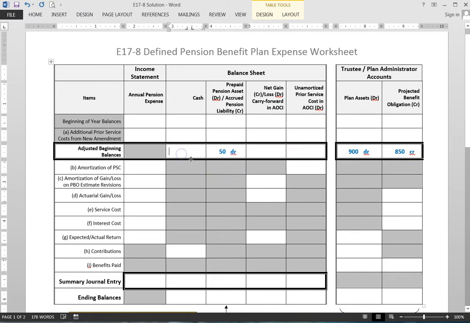Now we also need to know what beginning balances are of any other related pension accounts. We probably won't know the cash balance, so I'll just put X's in there. And then we need to know if there are any carry forward accounts in AOCI. And there are two types of carry forward accounts in AOCI. There's either a net gain or loss and unamortized prior service costs.